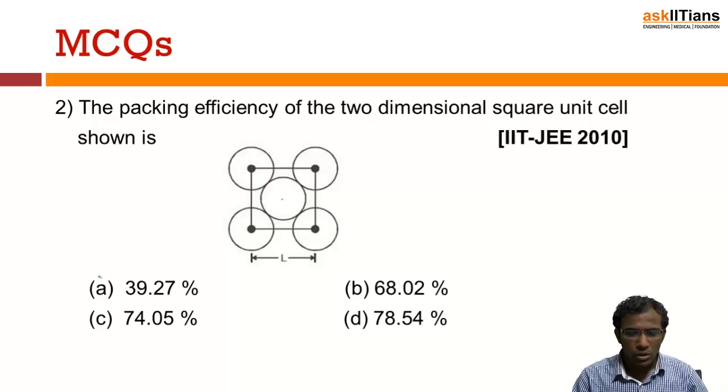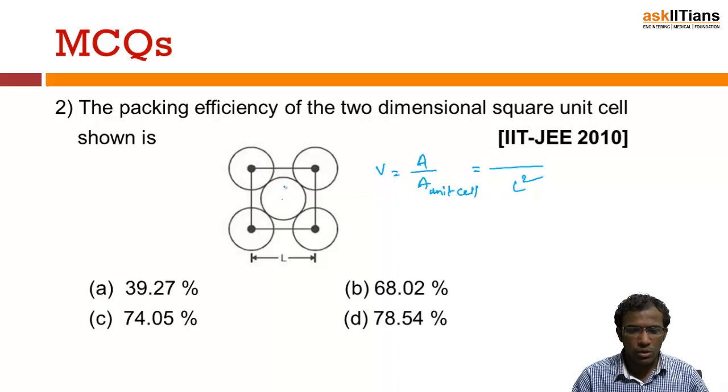In 3D, it is volume of the particles by volume of the unit cell. In 2D, area comes into the picture. So the packing efficiency is equal to the area occupied by the particles inside divided by the area of the square unit cell as a whole. Here the side length is L, so the area of the square is nothing but L square.